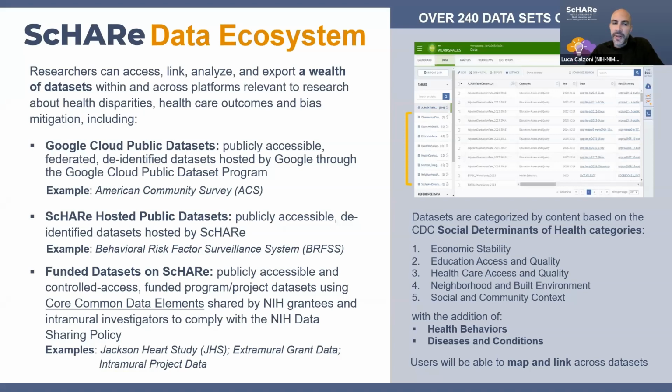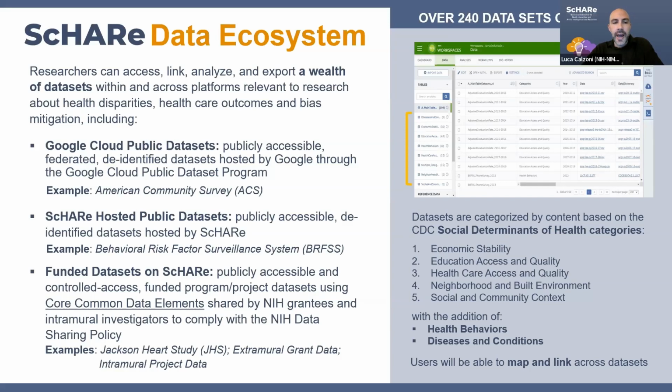A second category is the ScHARe hosted public datasets. So these are datasets that we host. They are publicly accessible and de-identified. And you can see to the right that's actually a screenshot from our platform. You can see how datasets are categorized by content based on the CDC social determinants of health categories that we saw before, and with the addition of health behaviors and diseases and conditions.